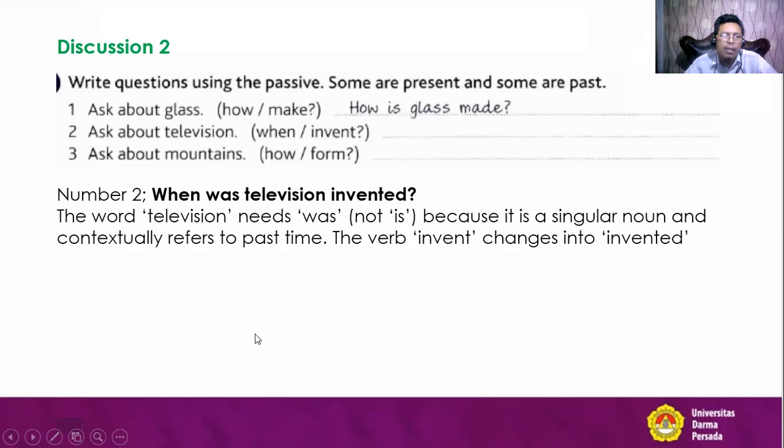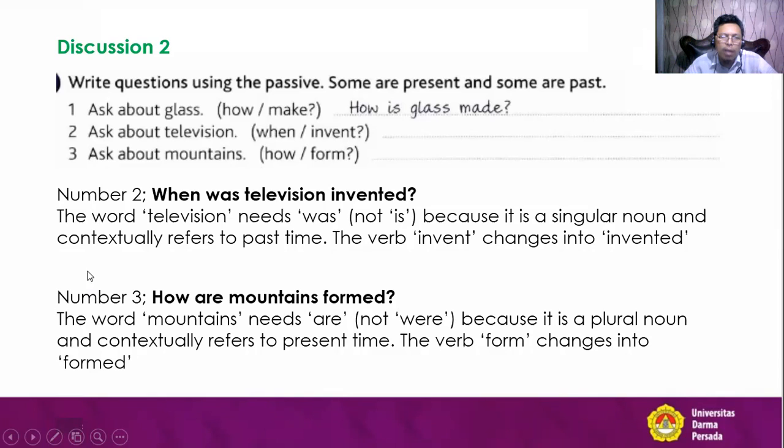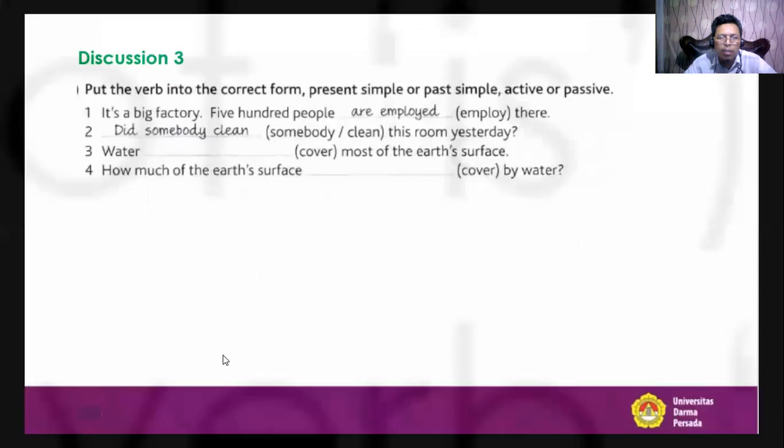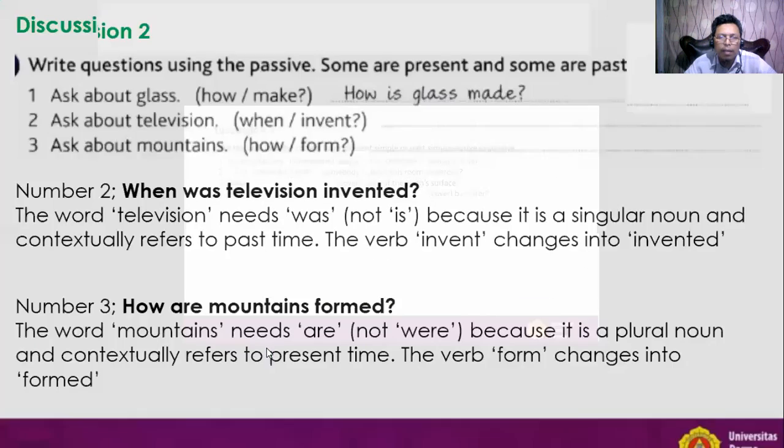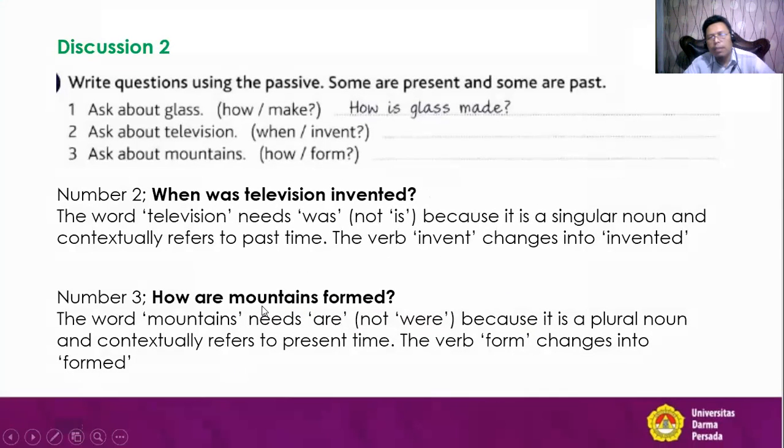Okay, next, now compare your answer with this one. Number 3, how are mountains formed? We have the combination of are and then formed. The word mountains needs are, not were, because it is a plural noun and contextually refers to present time. So the verb form changes into formed. Okay. I hope that this is clear.